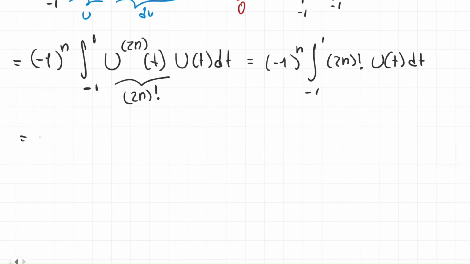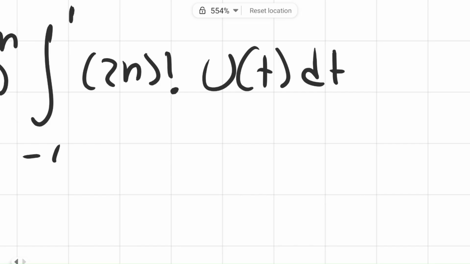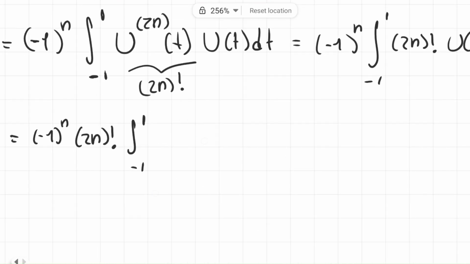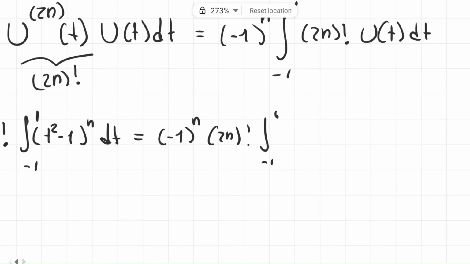Okay, so this will be equal to minus 1 to the n, 2n factorial, and then the integral from minus 1 to 1 of u of t. But we are going to use the definition of u of t, that is t squared minus 1 to the n dt. Okay, so this can be seen as minus 1 to the n, 2n factorial, the integral from minus 1 to 1. And we are going to split this difference of squares as it will be t plus 1 times t minus 1, and then these are all raised to the n power dt.